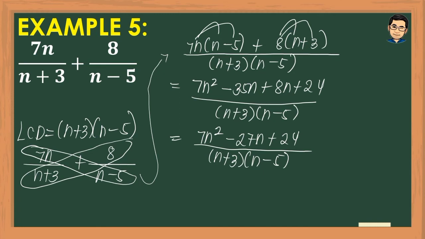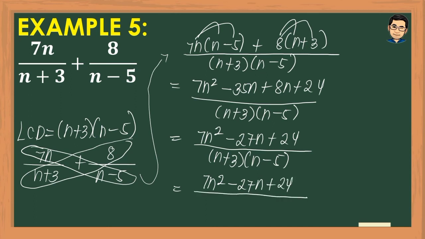So, hindi po natin pwedeng i-factor yung 7n squared minus 27n plus 24. So, kasi kapag minultiply natin yung 7 sa 24, wala naman pong factors na kapag pinag-add sila, lilitaw yung negative 27n. So, yung negative 27. And then, ang mangyayari dito, multiply na lang po natin yung mga expressions na nasa denominator. So that will become 7n squared minus 27n plus 24 all over.